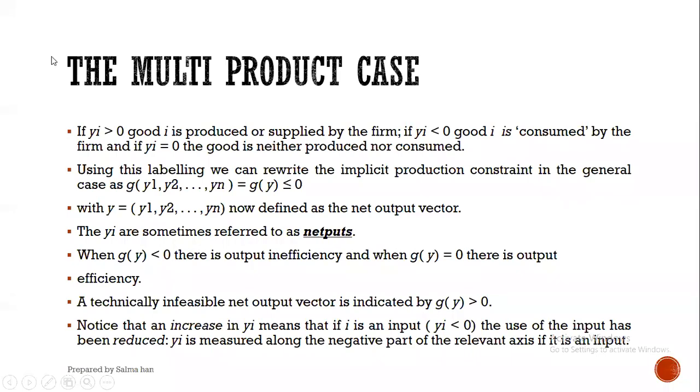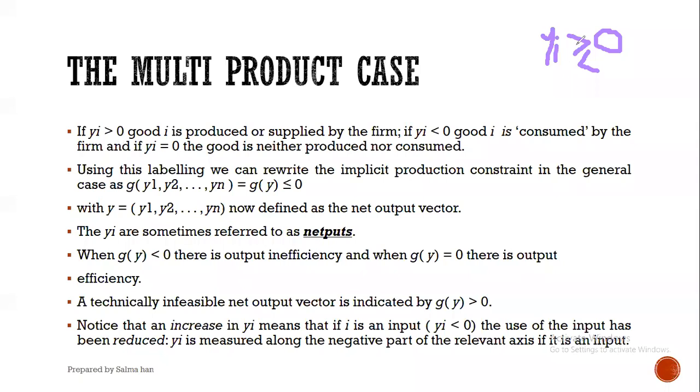Now in the multi-product case, we know that if yi is greater than 0, we say that this is the good that the firm is producing. That is, i is a good that is produced or supplied by the firm. In the opposite case, if yi is less than 0, then the good is consumed by the firm.